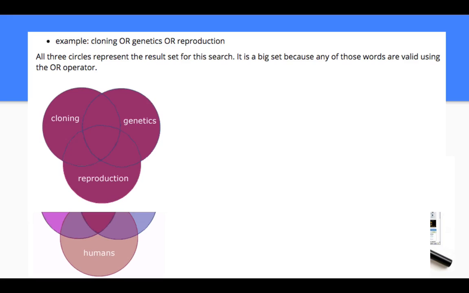The last one is NOT, capital N-O-T. I don't have a visual for this, but this is kind of self-explanatory. If I were to have typed in genetics NOT reproduction, what that does is eliminate any article that has the word reproduction in it. So I know I'm only focusing on maybe genetics for diseases or something like that. So that'll help eliminate something that I know is not going to help me.